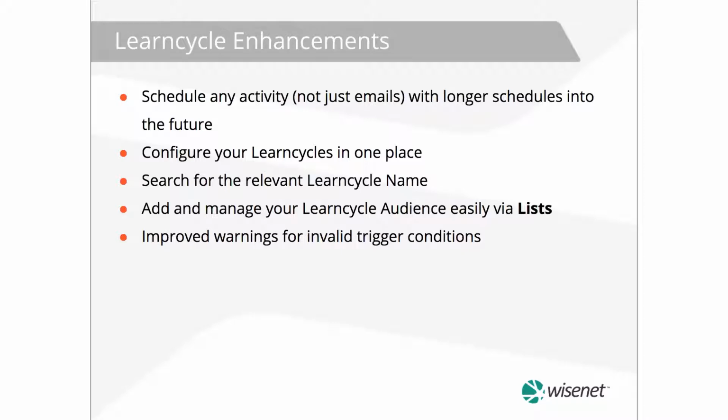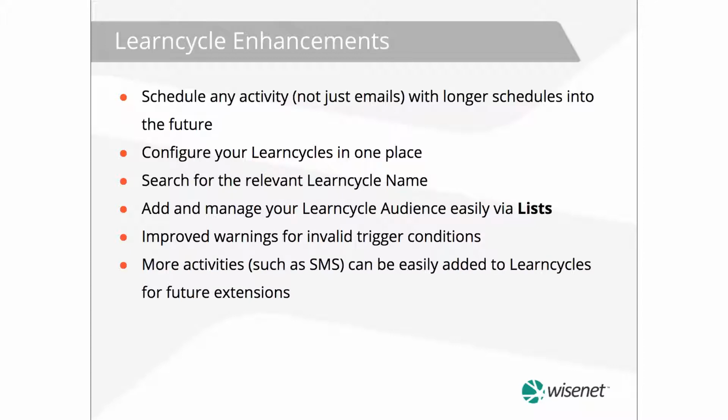We've improved the warnings that we show for any invalid trigger conditions. Just while you're setting up the Learncycle itself, the system will tell you, so it's intelligent enough to identify if the activity can be triggered or not. It's going to tell you if that condition will match and if it will be triggered in the future. We're also planning to include more activities. This new enhancement will also allow us to easily add extra activities like SMS and other things in the future.